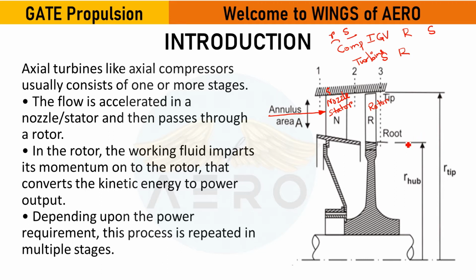Now what does this turbine do? When the working fluid, the hot gas, moves into the rotor, the flow is accelerated and passes through the rotor. What this rotor does is impart a momentum. This word is very important: it imparts a momentum, which causes a conversion of kinetic energy.